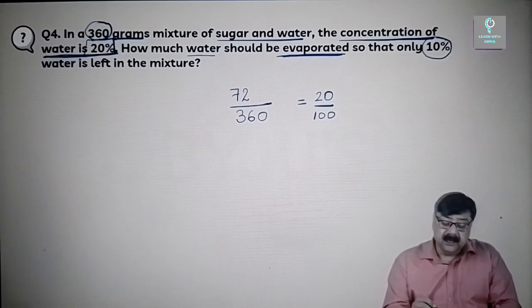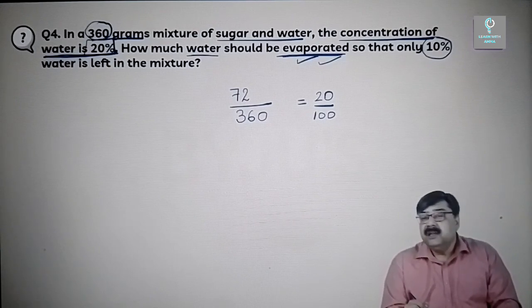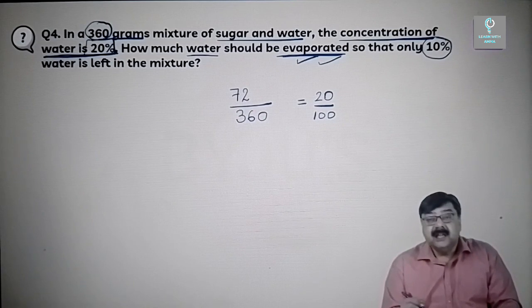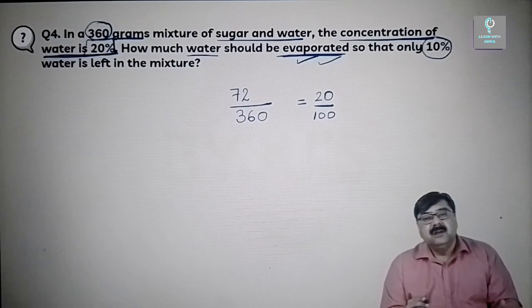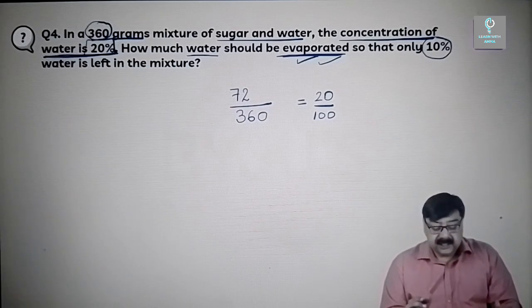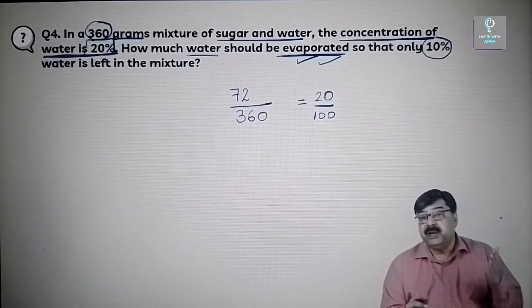Now what is happening here? How much water should be evaporated? We don't know. We have to find that. So in mathematics, we always assume the unknown quantity as X. So X amount should be evaporated.